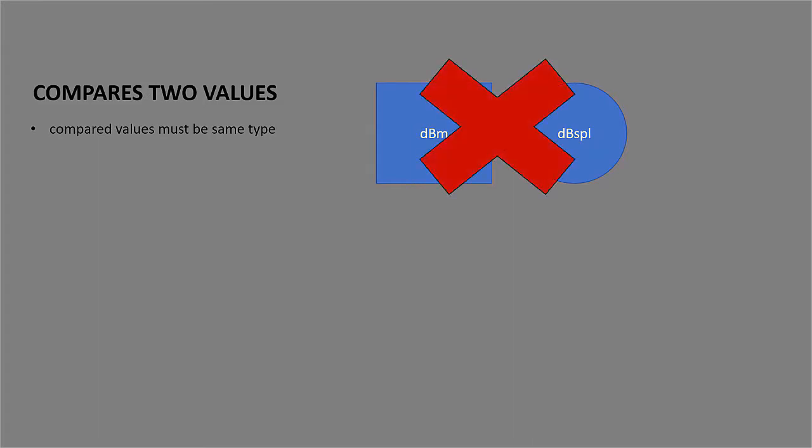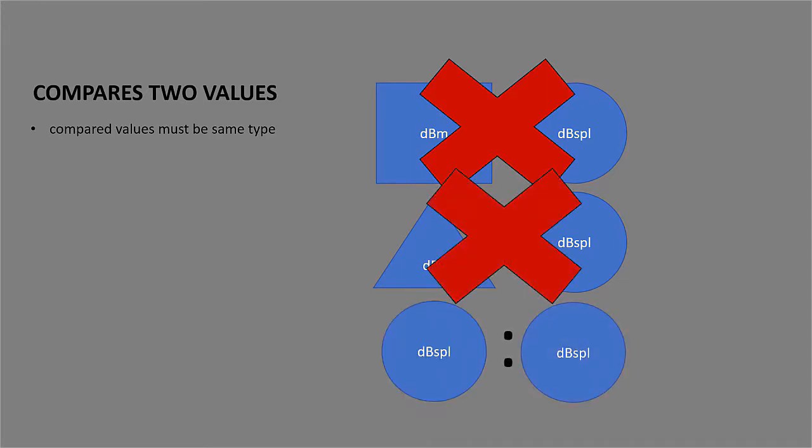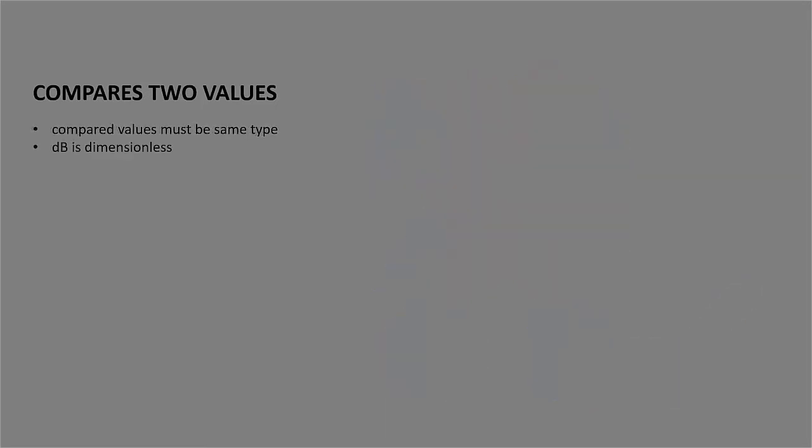Now, let's take a look at some specifics about comparing two values using dB. First, the compared values must be the same type. For instance, dBm for milliwatts cannot be directly compared to dBSPL for sound pressure. Nor can dBv for voltage be compared to dBSPL, or to dBm for that matter. Second, although dB is used as a way to express the difference between two values, the expression itself has no value.